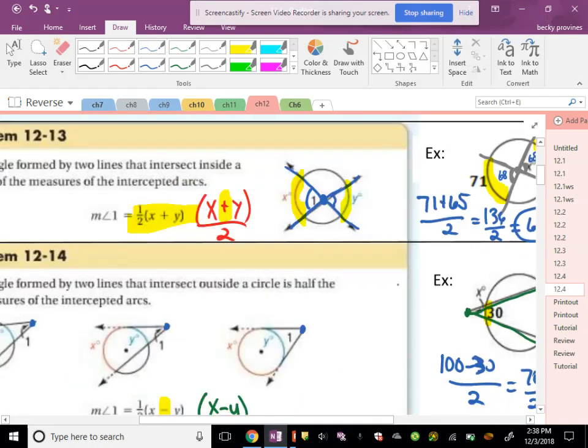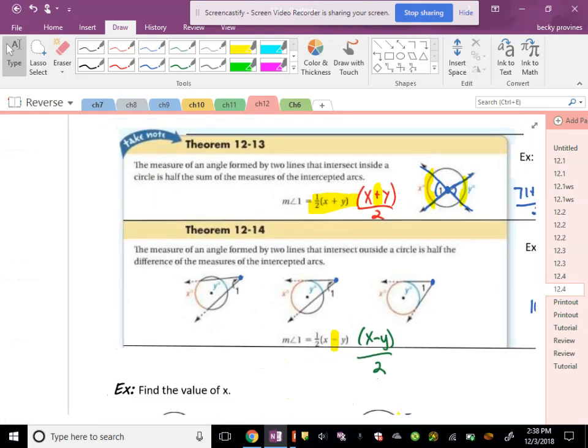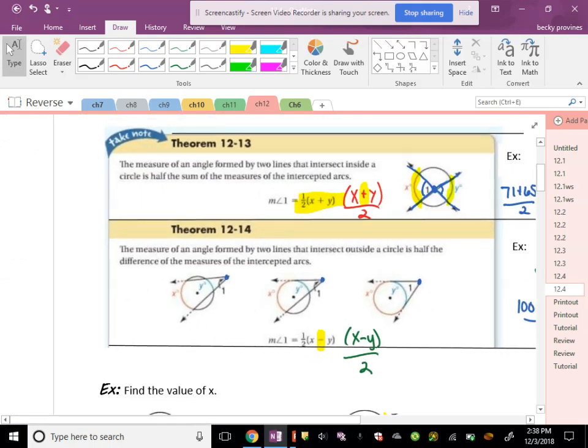Now, this is a change. Whenever the vertex is outside of the circle, the vertex is way out here. What you're going to do is find the two arcs that are intercepted. There's always two, and you're going to subtract them. Right here is a subtraction sign, so it is different than the one up above. And you're going to divide by 2. So it's kind of hard to remember. Are you going to add and divide by 2, or are you going to subtract and divide by 2?